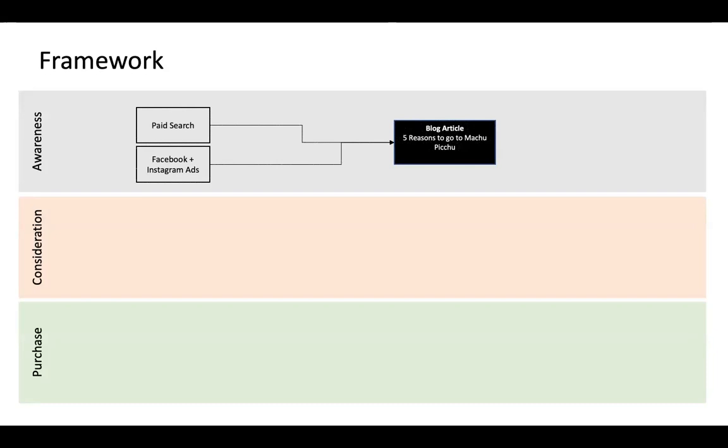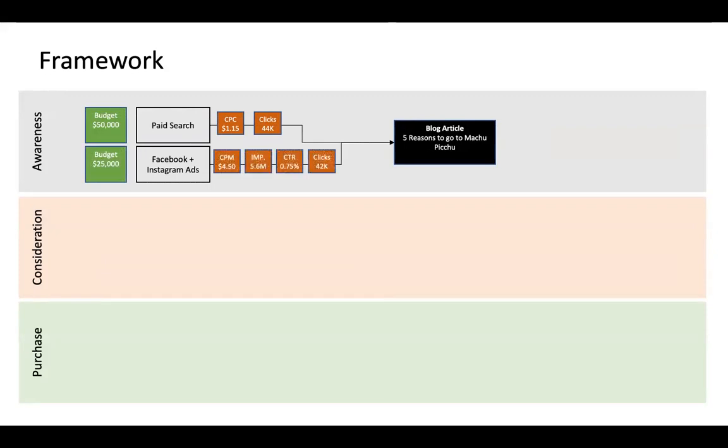At the upper funnel, I am using paid search and social media ads, specifically on Facebook and Instagram, allocating $50,000 for paid search. According to my table, the average cost per click is $1.15. So I will get 44,000 clicks. Allocating 25,000 for Facebook and Instagram.